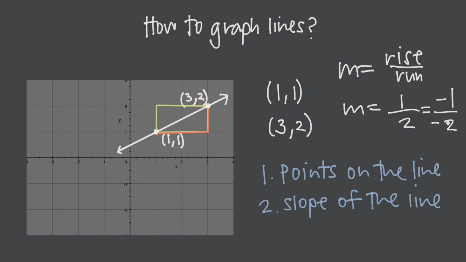and I still end up with a positive 1/2. So no matter which way you look at the slope, if you move from one point to the other, or vice versa, and if you do your run first, then your rise, or your rise first, then your run, no matter which way you look at it, you should always end up with the same slope m.